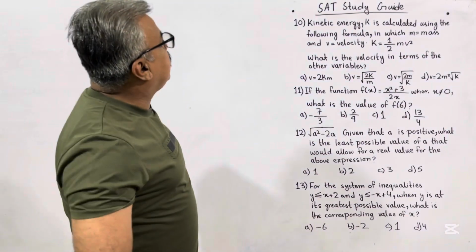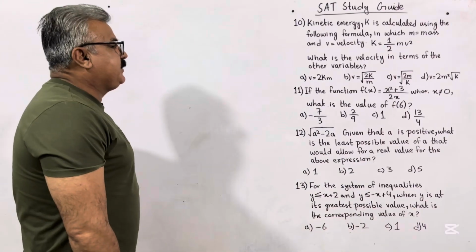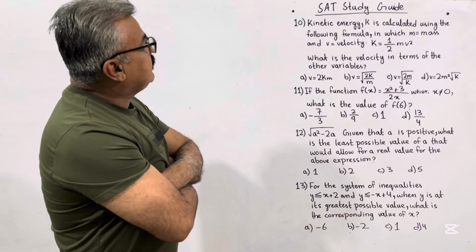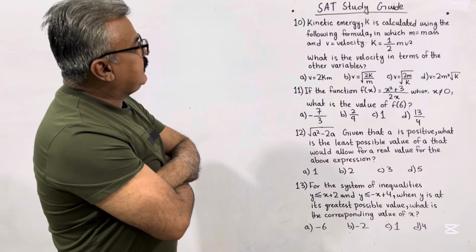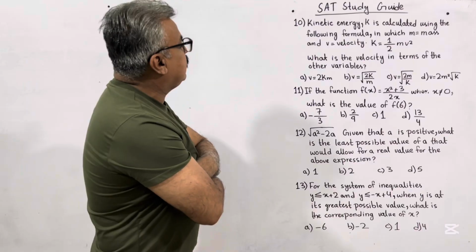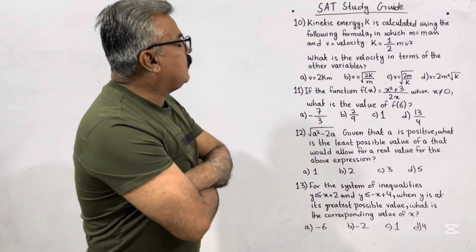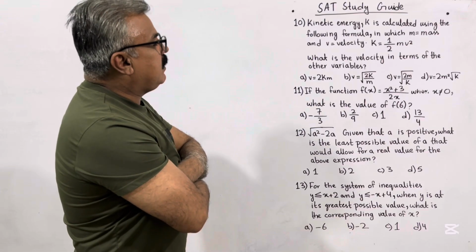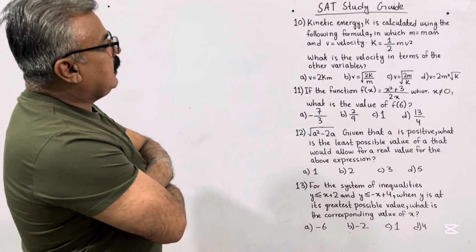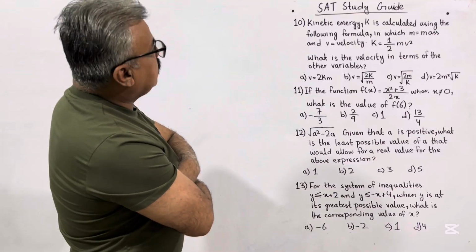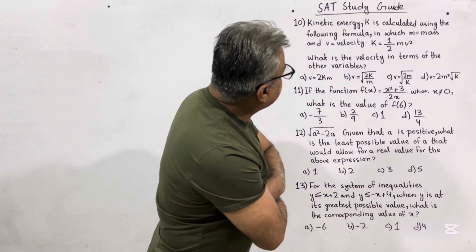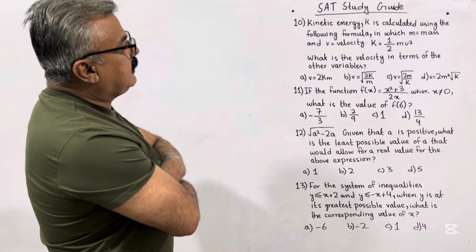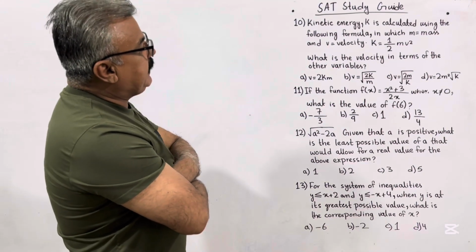Let's prepare ourselves for set. Our question number 10 reads: kinetic energy K or KE is calculated by the universal formula 1 over 2 half mv square, where m is the mass, v is the velocity. We are asked to find what is the velocity. We are asked to find v in terms of m and k.